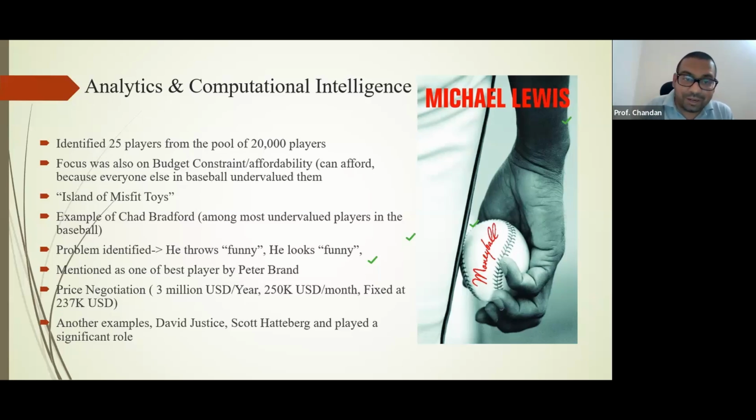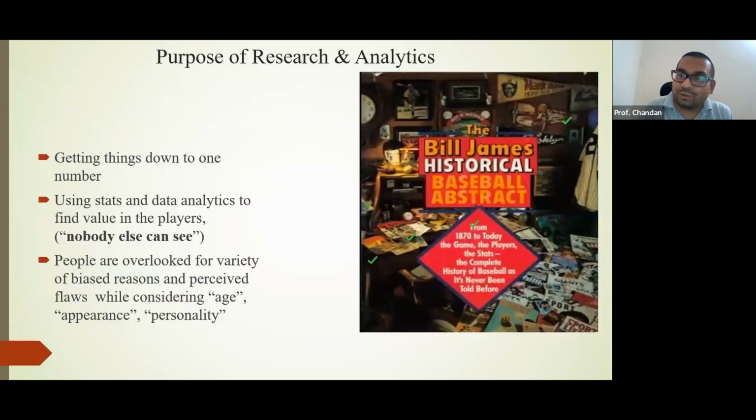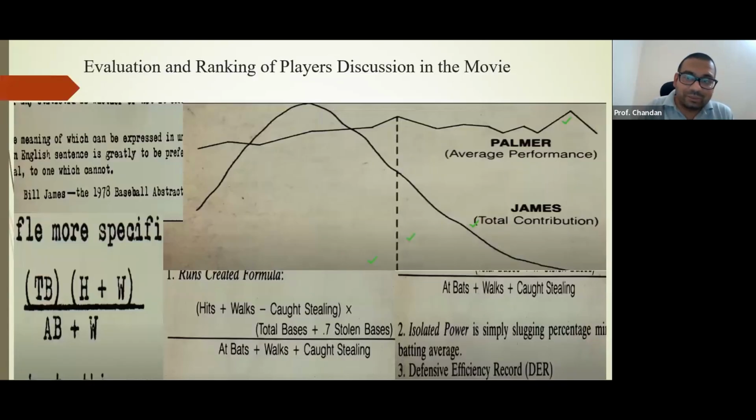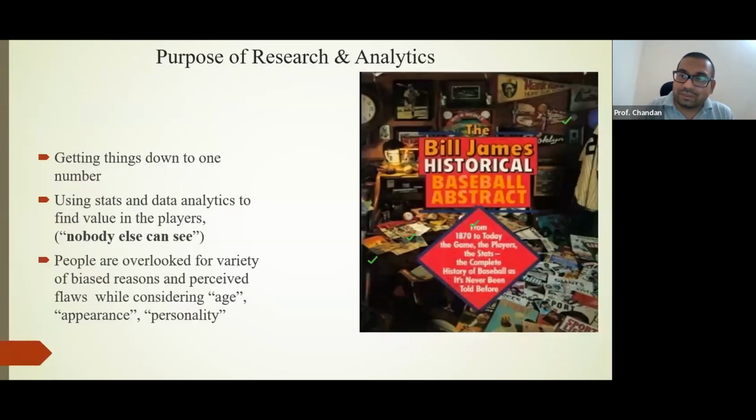So in the previous slide, I highlighted the variety of biased reasons. People used to judge on the basis of age, gender, appearance, personality, right? So this is something I highlighted in the insights, and in bold font I have written that the role of stats and data analytics is to find value in the players nobody else can see.